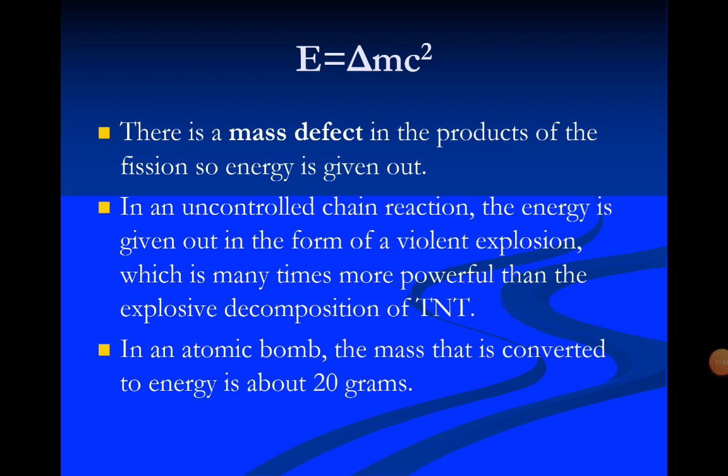As stated, in order to calculate the energy, we need to calculate the mass defect. If there is an uncontrolled chain reaction, this is given out in a violent explosion, many times more powerful than just the explosion of TNT, and we know what the consequences were in Hiroshima. The mass that actually is converted into energy is about 20 grams.